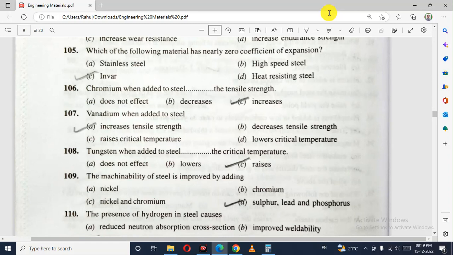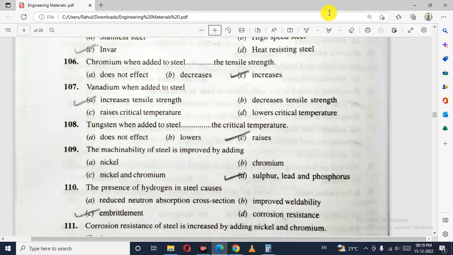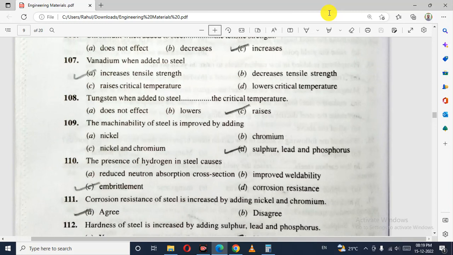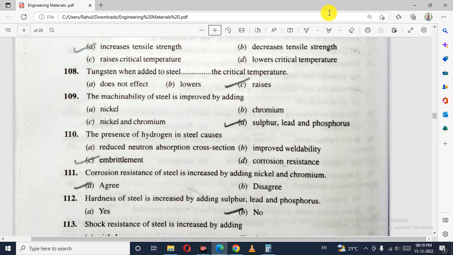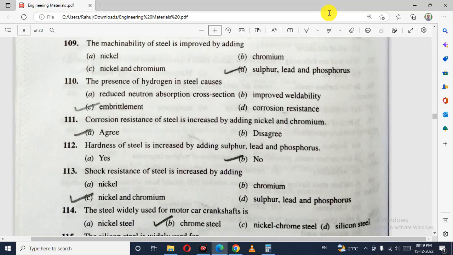The presence of hydrogen in steel is a cause of embrittlement. Corrosion resistance of steel is increased by adding nickel and chromium. Agree. The hardness of steel is increased by adding sulfur, lead and phosphorus. No. Shock resistance of steel is increased by adding nickel and chromium. The steel widely used for motor vehicle crankshafts is chrome steel.